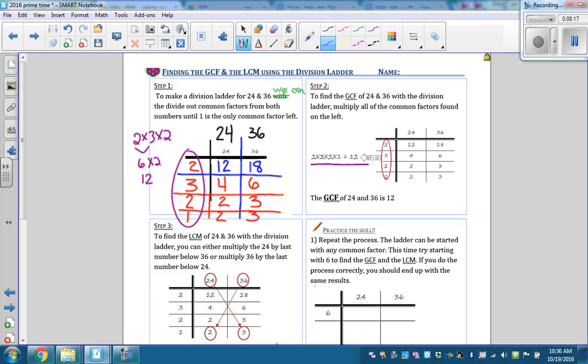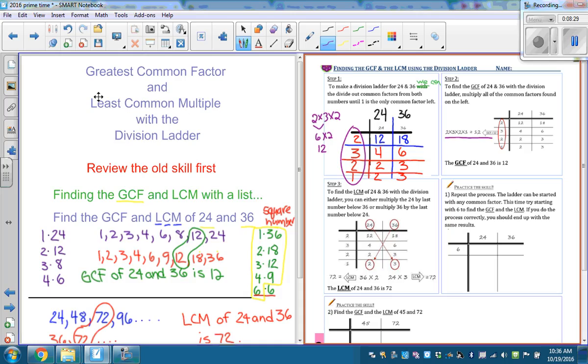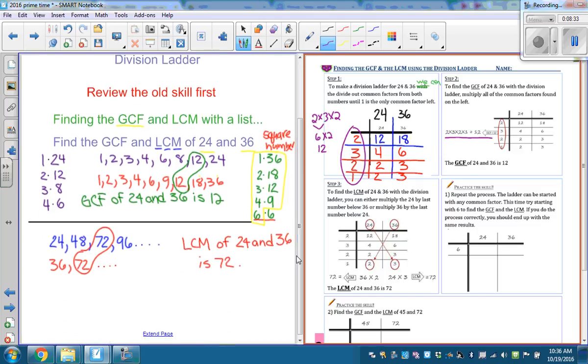That's what this says over here. It's showing you that method, that the GCF, the greatest common factor of 24 and 36, is 12. And if I go to that list we made, we also found that to be true.